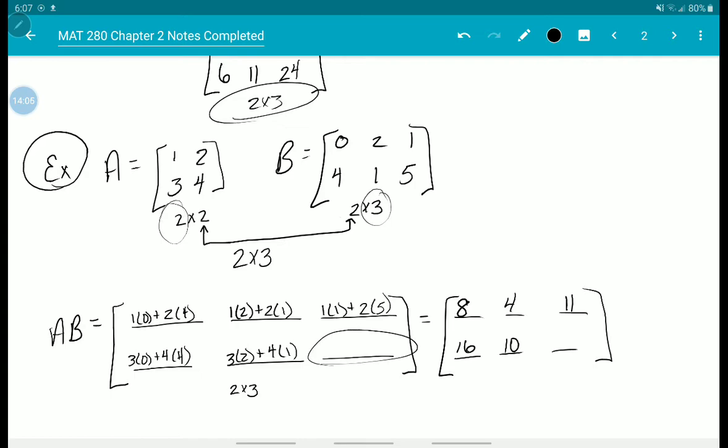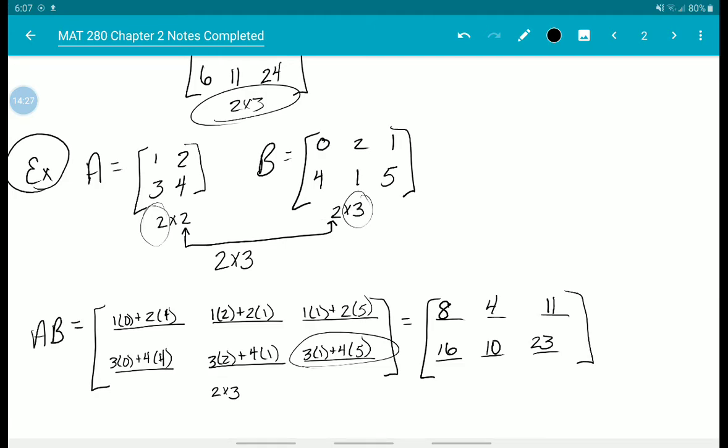And now we're in the second row, third column. So we have to use the second row and the third column. So we're going to have 3 times 1 plus 4 times 5, and that's 23. So there's our product AB.